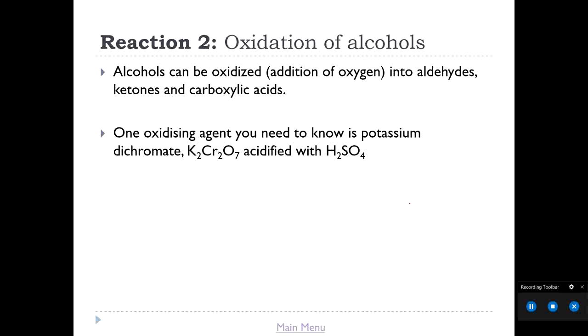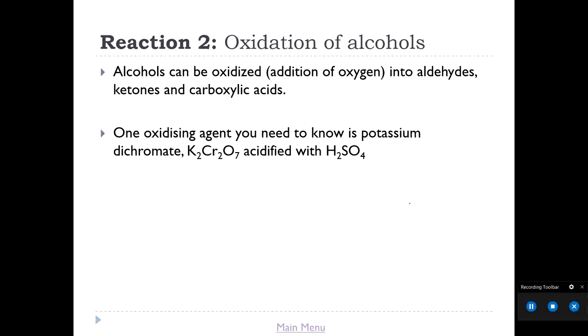Okay, the oxidizing agents, we need something with a lot of oxygen to give that oxygen to the alcohol. So the oxidizing agent we use is potassium dichromate, K2Cr2O7. So we have 7 oxygens. There's a lot of oxygen there to supply as an oxidizer. And we have to acidify this, though, with sulfuric acid.